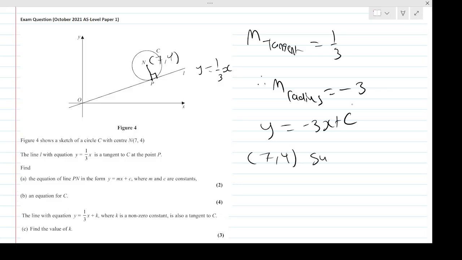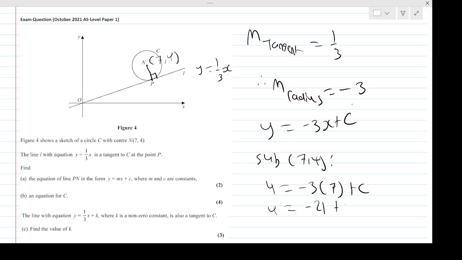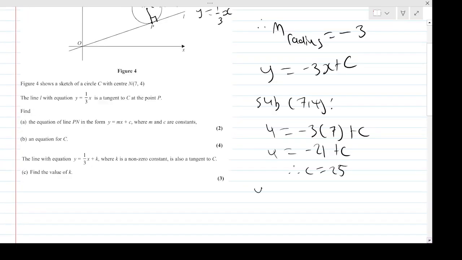I'm going to sub that in. So sub 7, 4, and then y, which is 4, equals minus 3x, which should be 7, plus c. Therefore 4 is minus 21, add c. That means that c, if I add 21, is 25. Cool, so that as a whole, y is minus 3x plus 25. And there we are, it's in the form that they wanted.